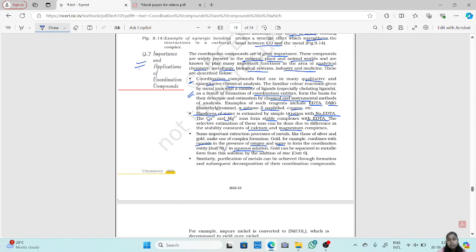Now gold can be separated in metallic form from the solution by the addition of zinc. So when we add zinc to this complex, you can separate out gold in its metallic form.